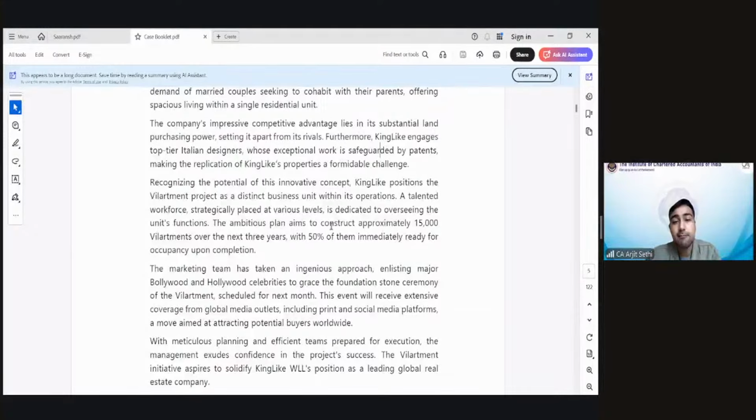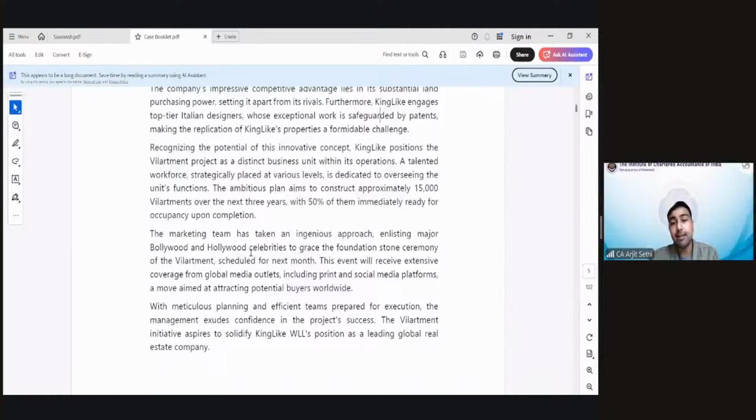The ambitious plan aims to construct approximately 15,000 villartments over the next 3 years, with 50% of them immediately ready for occupancy upon completion. The marketing team has taken an ingenious approach, enlisting major Bollywood and Hollywood celebrities to grace the foundation. Now for the inauguration, they have invited Bollywood and Hollywood celebrities just to open up this property, saying, hey, big people would come and stay here.